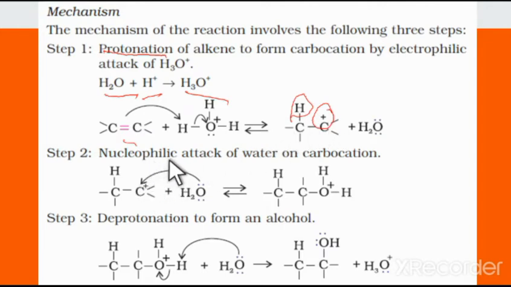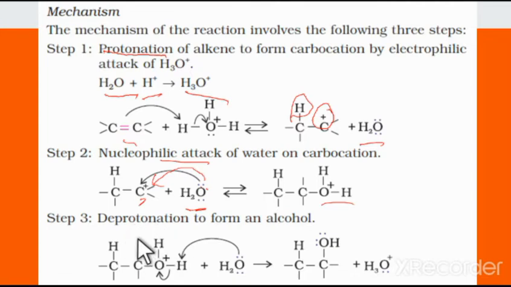Next step, the nucleophilic attack. In this case, the water molecule, in which the oxygen has two lone pairs of electrons, acts as a nucleophile. It attacks the carbon which has the positive charge. In that case it forms the protonated alcohol, the oxonium ion of the alkene.